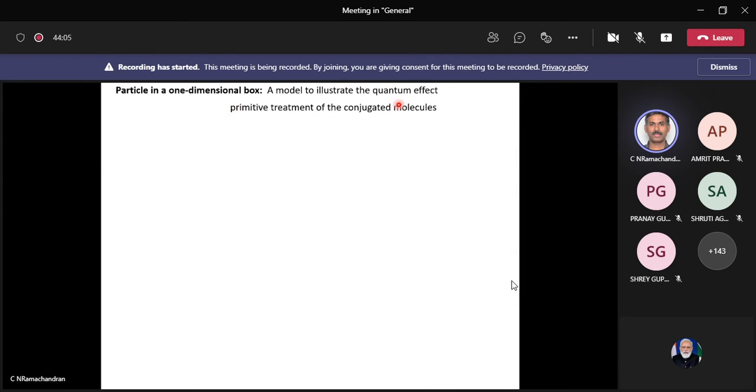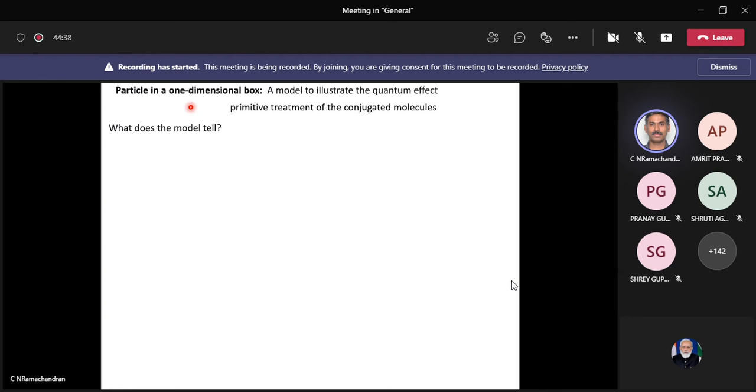Anyway, actually this is not good to mention here, because the purpose of particle in a 1D box is not to study the conjugated system. Once again, I am repeating, although I am giving this example or application at the beginning itself, the purpose of this model is not for this. What it is, we will wait and see. Let us try to understand this model. What is meant by particle in a 1D box?